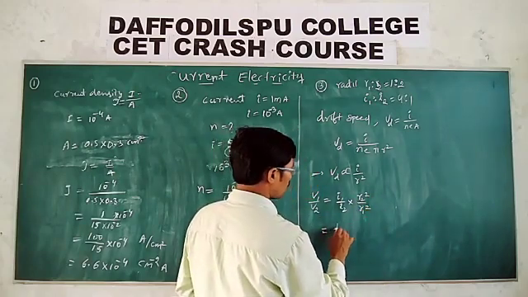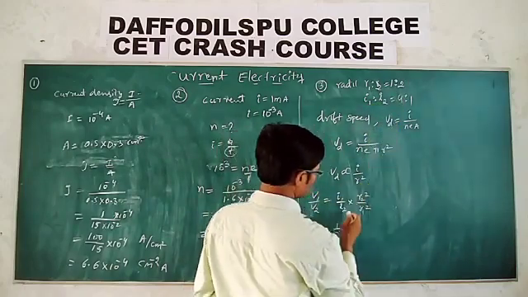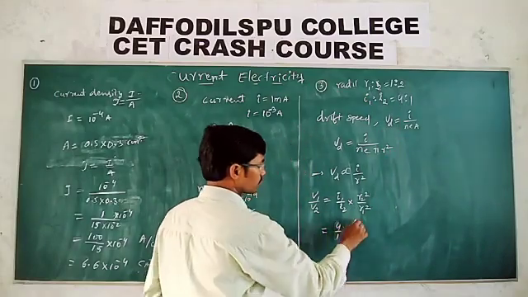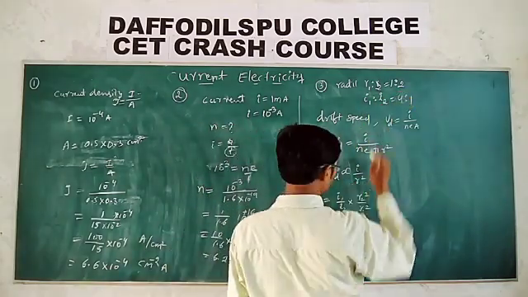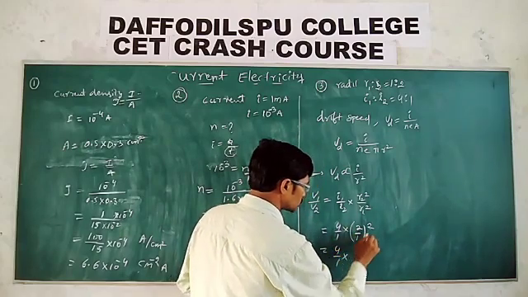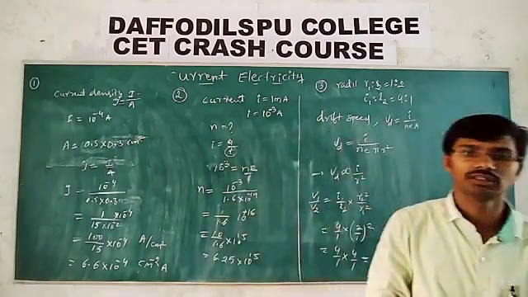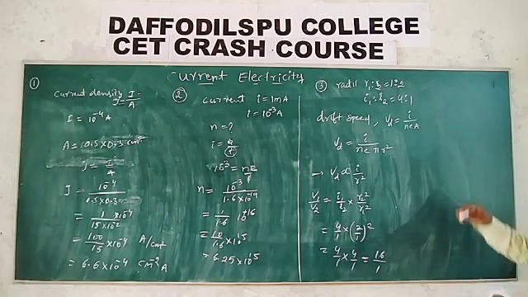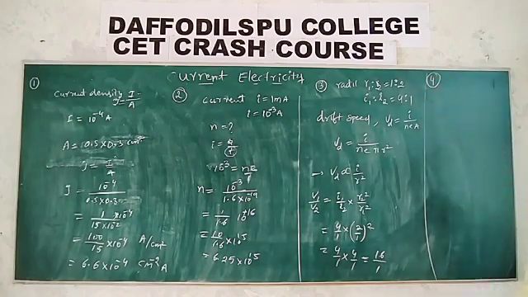I1 by I2 is 4:1, so 4 by 1 into R2 by R1 whole square. But R1 is to R2 is 1:2, therefore here 2 by 1 whole square. Then 4 by 1 into 2 square, 4 by 1 into 4, which is equal to 16 by 1 is the ratio of these two drift speeds. 16:1, which is the second one. Let me see the fourth one.